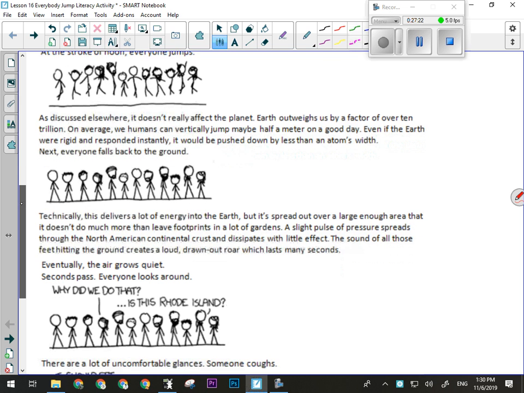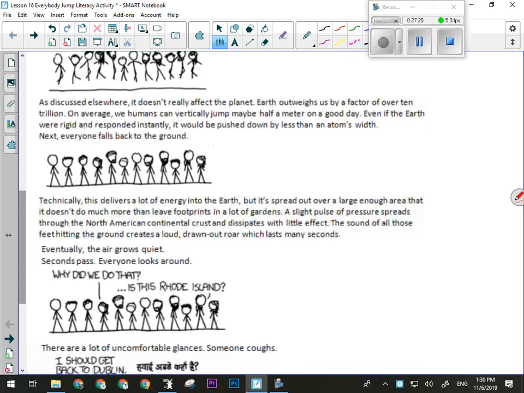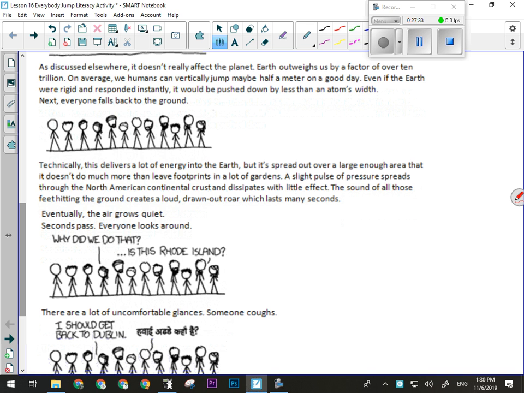Okay, then everybody falls back to the ground. So if we did that, even if the Earth were rigid and responded instantly, it would be pushed down by less than an atom's width. Now, technically, when everyone comes back down to the ground, a lot of energy should be delivered to the Earth, because they've been up in the air, and when they come down, there's going to be all that potential energy turning into kinetic and doing work on the Earth. But it's spread out over the entire area of the state of Rhode Island. It's not concentrated on a single point. So it doesn't do much more than leave footprints in a lot of gardens.